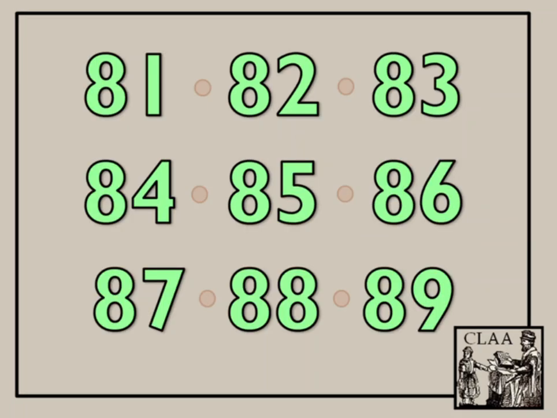To count from 80, we simply add the number of units. We'll count them together here. Point to the number 81 at the top of the screen. 81, 82, 83, 84, 85, 86, 87, 88, 89. The number 89 tells us there are 8 sets of 10 and 9 units more.